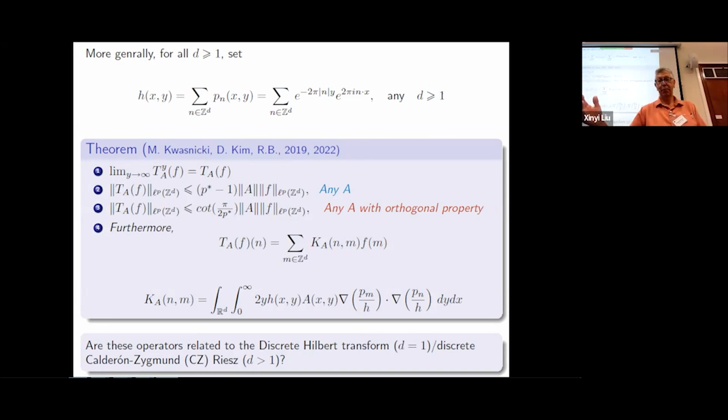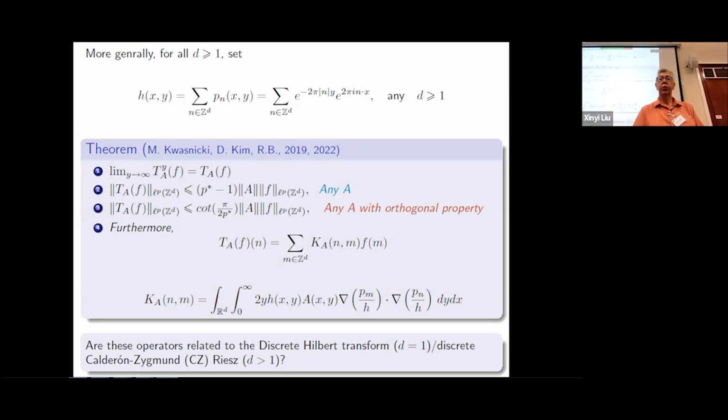Let's do it in R^n, so in any dimension. In any dimension, you can write down this function, but you can no longer write it explicitly. So it takes quite a bit of work to prove now, and this is the new work with Kim, that these operators again converge to an operator. They have bounds for any A with p star minus 1. They have bound cotangent pi over 2 p star for any A which has the orthogonality property.